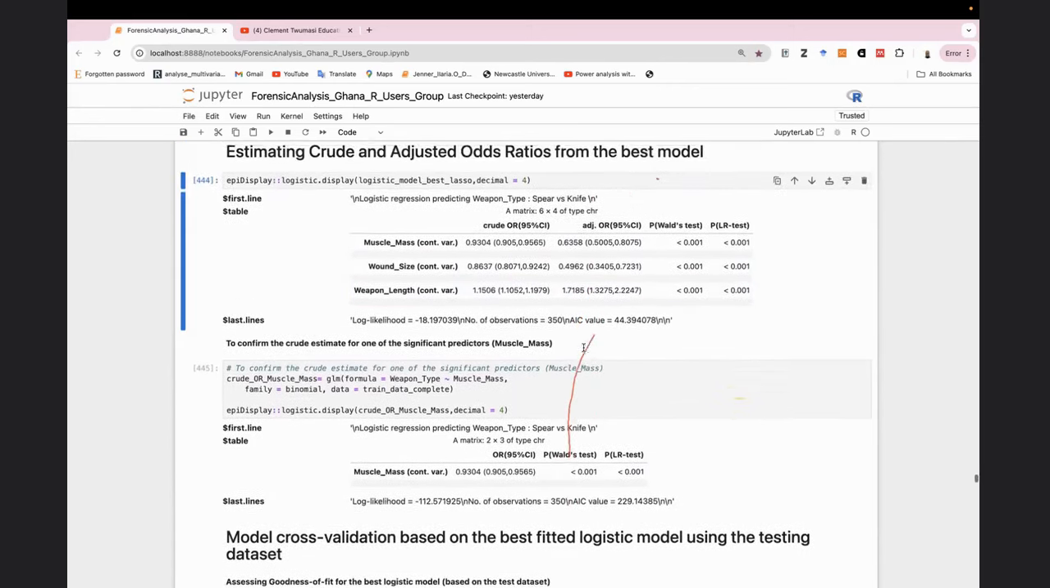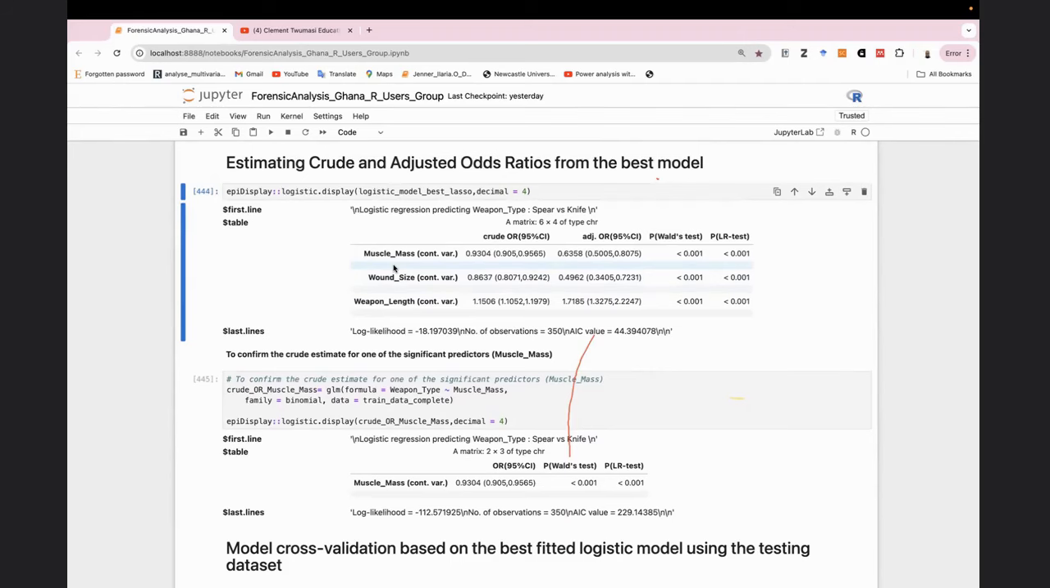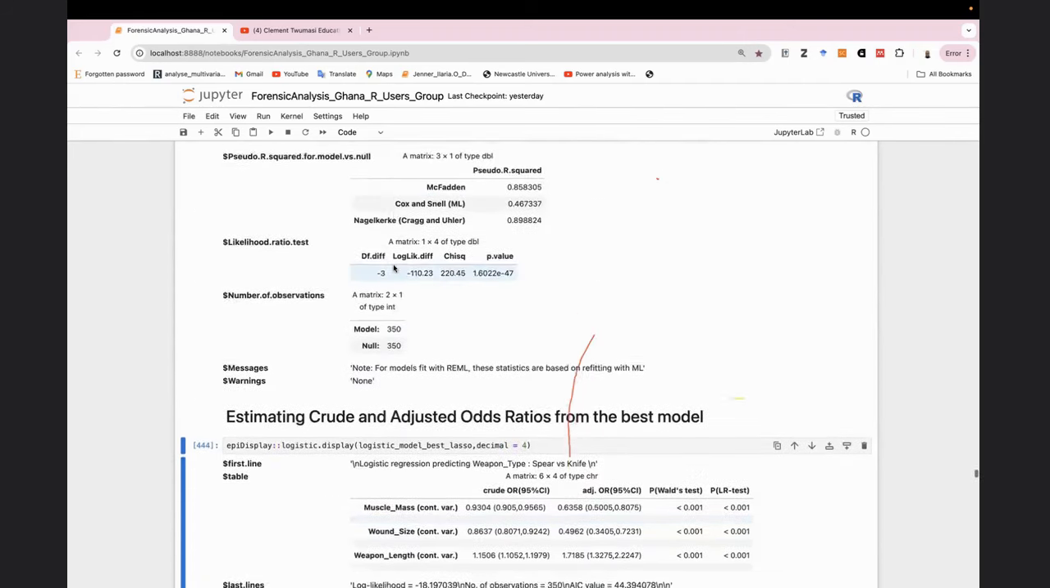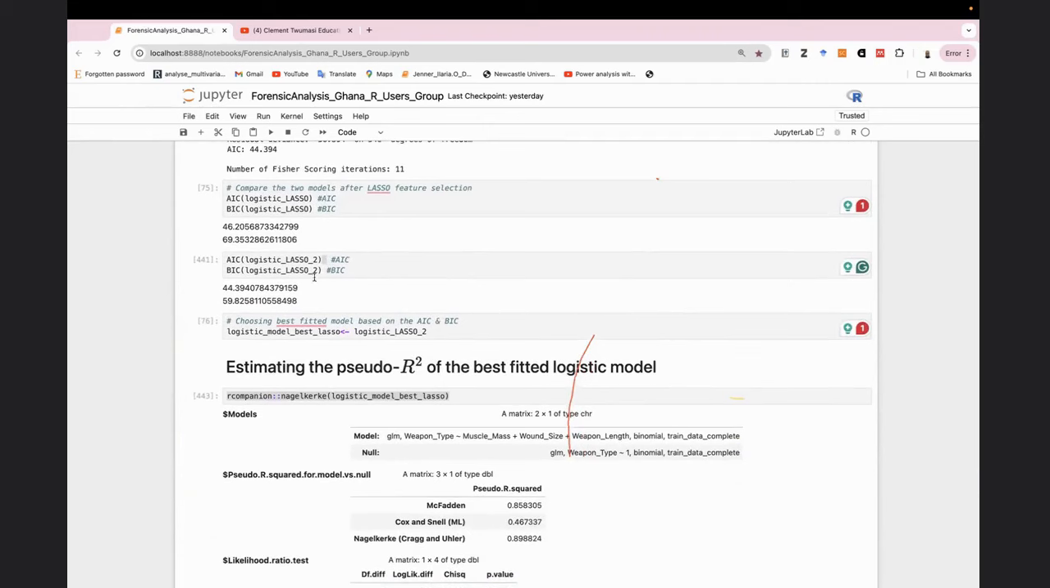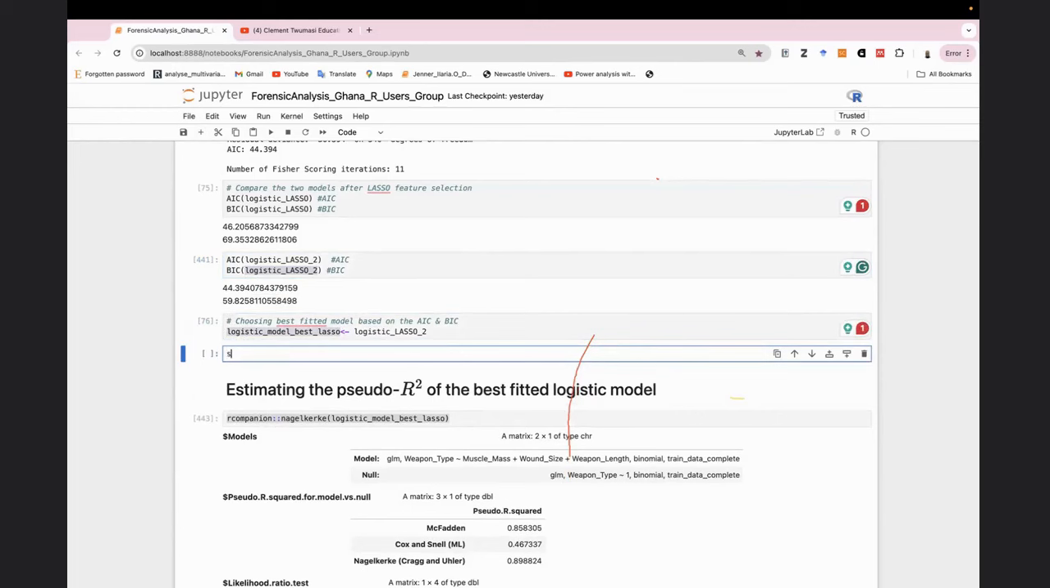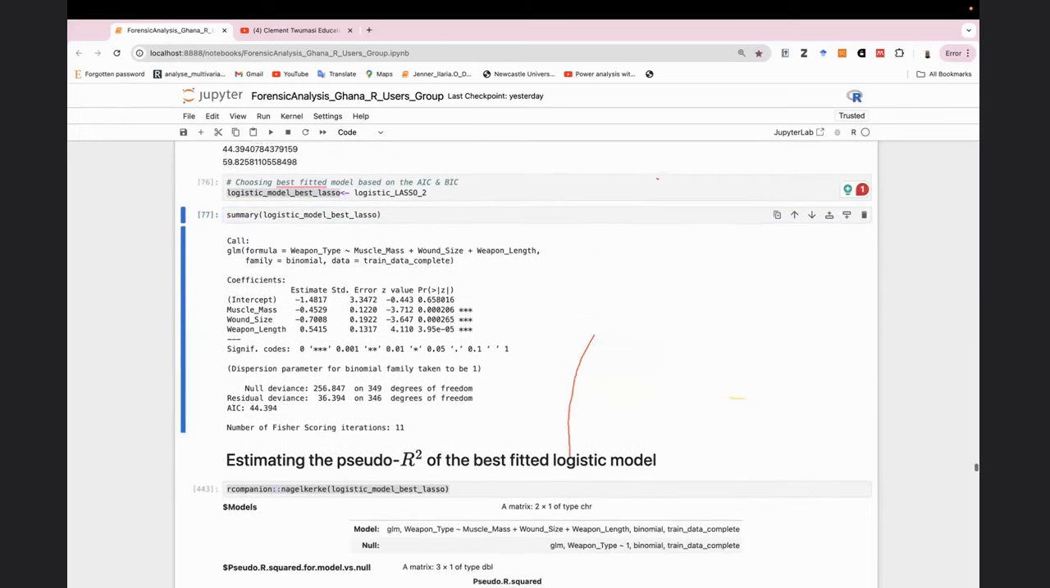Okay, fine. So after fitting the logistic model, the next step is to estimate something called odds ratios. The logistic model we fitted in R, this is the best model. For the best model, we can use summary of that, and it will tell us.